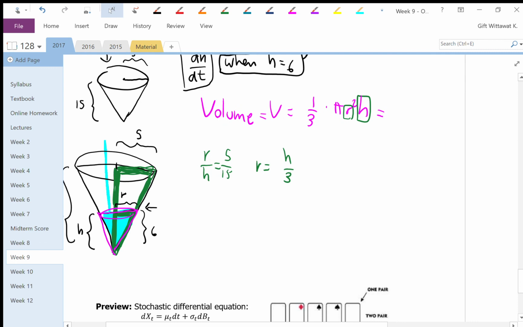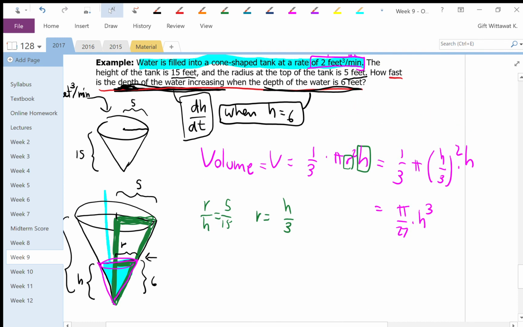So r is going to be h over 3. Because r is h over 3, I can simplify this to 1/3 pi (h over 3) squared times h. So that's going to be pi over 27 times h cubed.